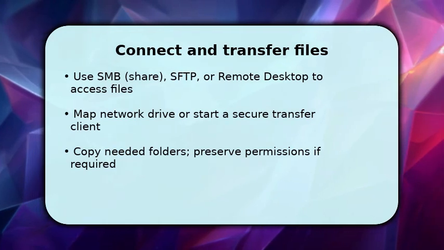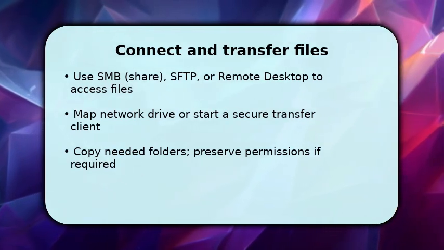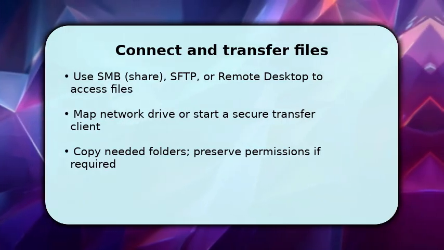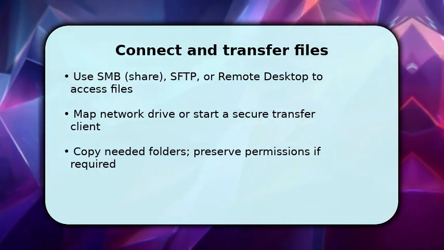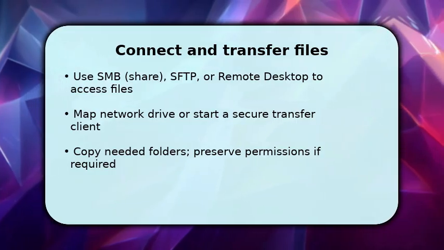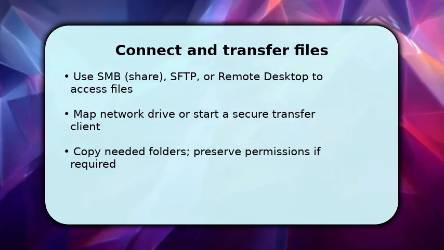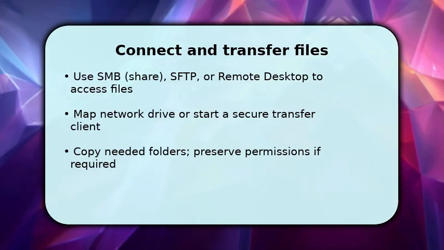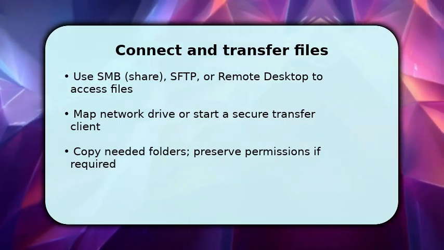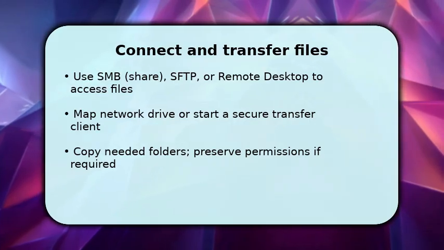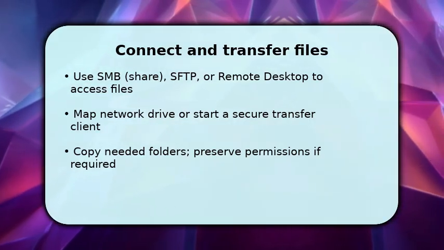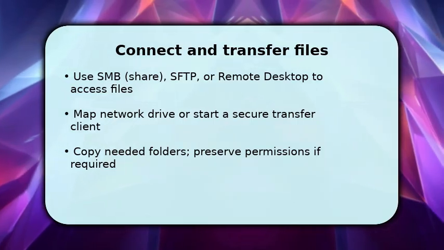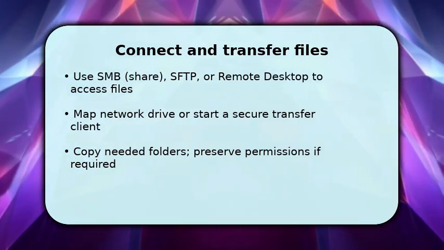Next, choose how you'll connect and transfer. If you need file-level access, use SMB by typing // plus IP into File Explorer, or use SFTP with an SSH server. To control the desktop, use Remote Desktop Protocol. Once connected, map the network drive or open your transfer client and drag the folders you need. Be deliberate. Preserve permissions, avoid copying active system files, and verify file integrity. This ensures you get usable Windows.